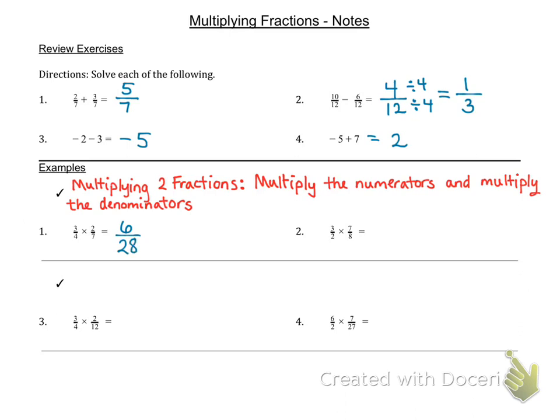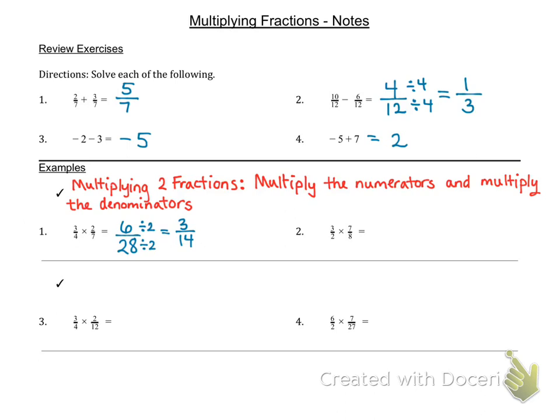Now if you can simplify the fraction, you always want to simplify it. And I know that I can divide both 6 and 28 by 2. So I'm going to divide both the top and the bottom of the fraction by 2. 6 divided by 2 is 3, and 28 divided by 2 is 14.